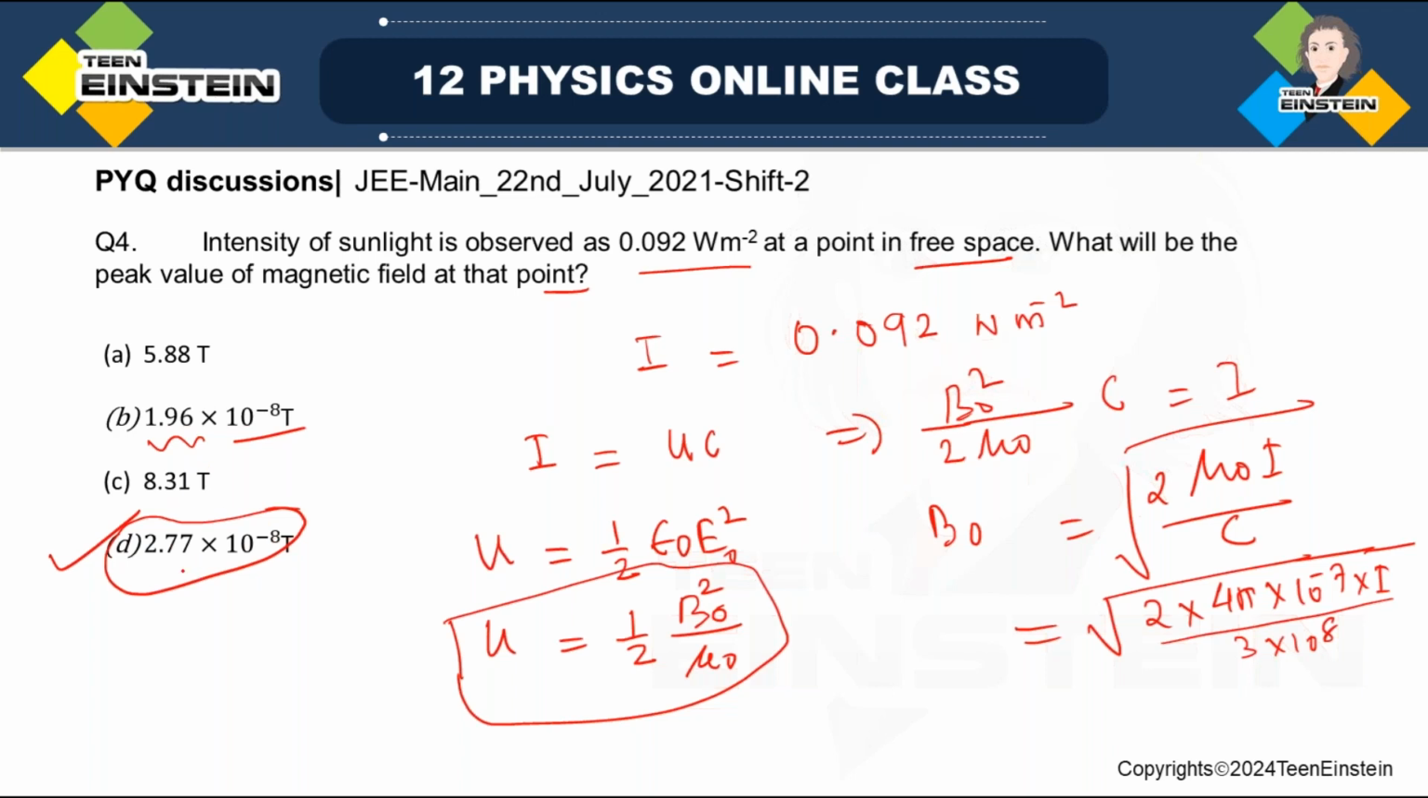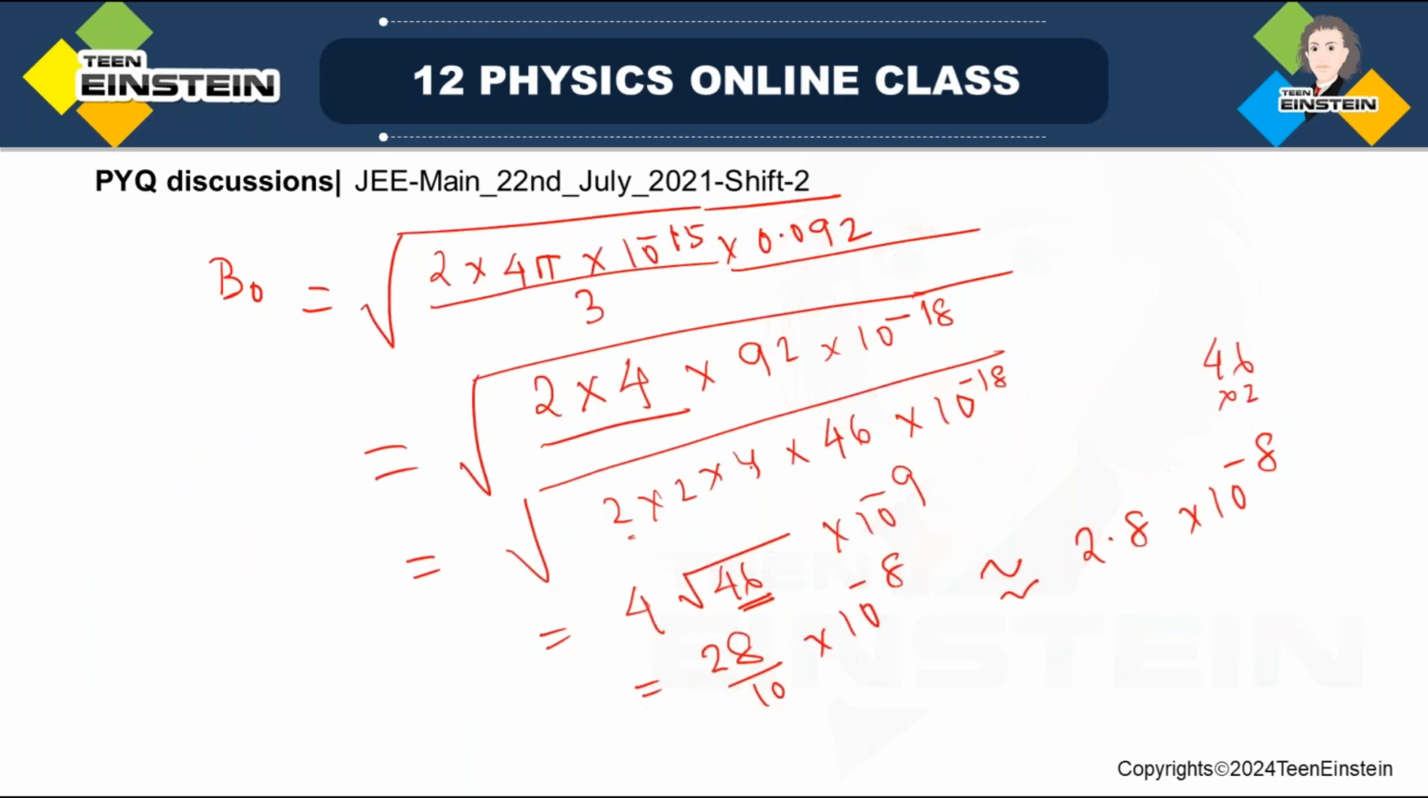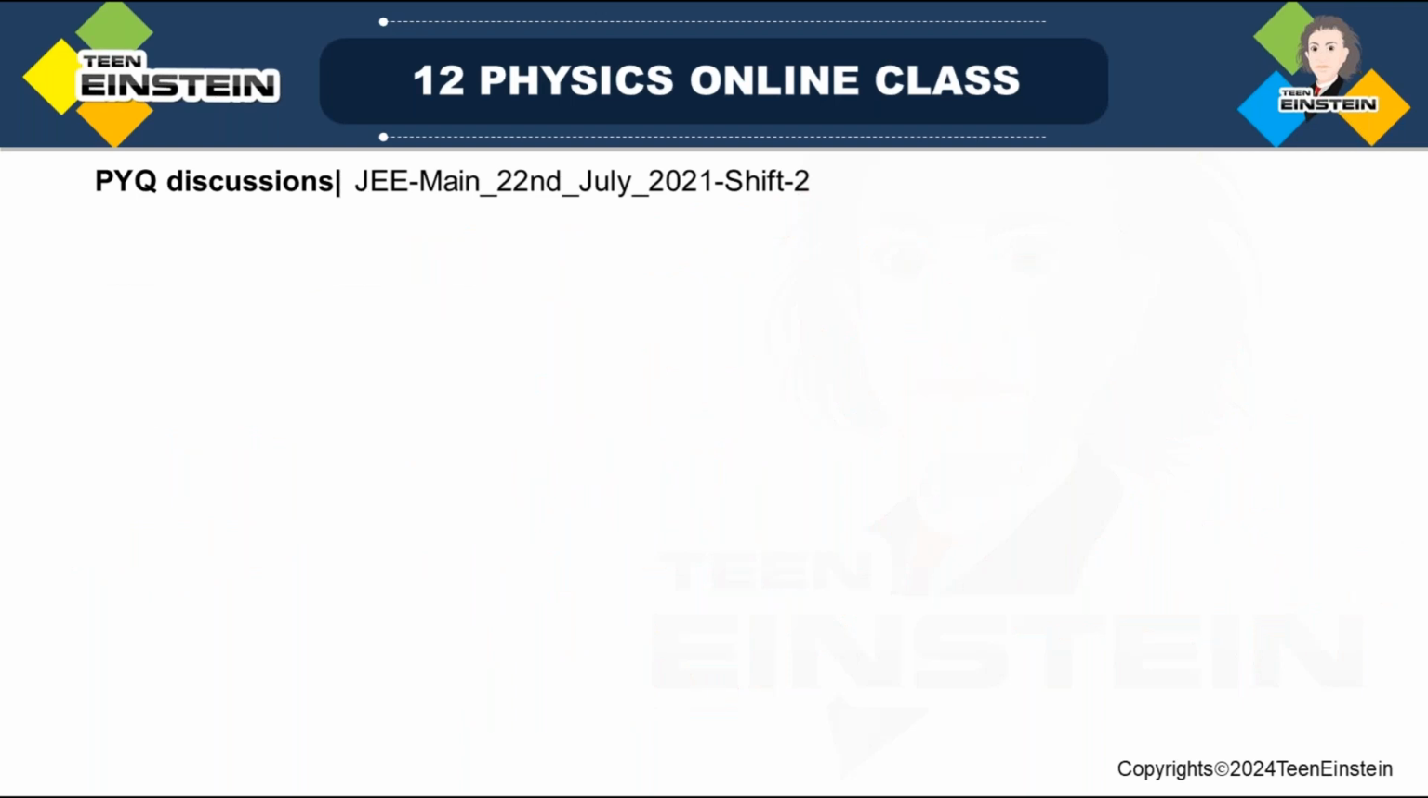All right guys, so please keep this formula in mind. I is equal to U into C. So either magnetic field or electric field, the amplitude of the electric field or magnetic field you have to find out in the exam using this formula. All right, so let us go to the next problem.